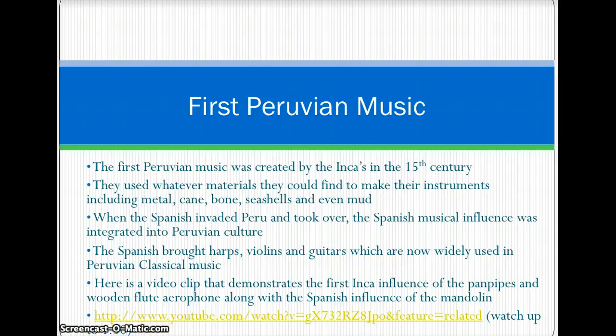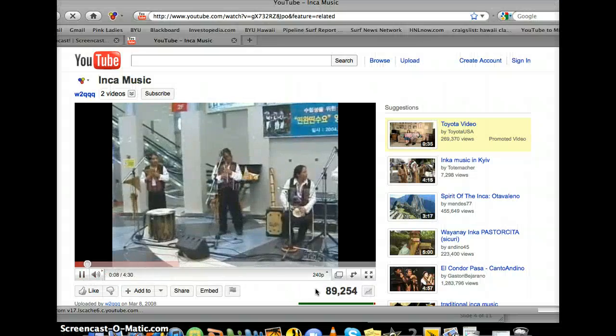We're going to watch a video clip now. It demonstrates the first Inca influence of the panpipes and the wooden flute, aerophone, along with the Spanish influence of the mandolin. We're going to watch about 1:30 of that.